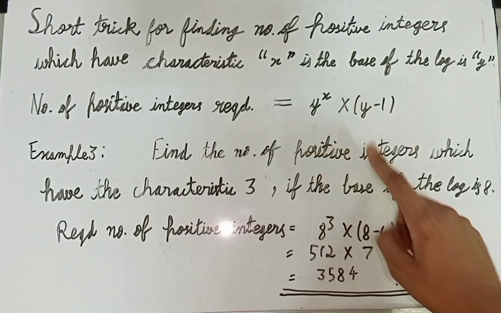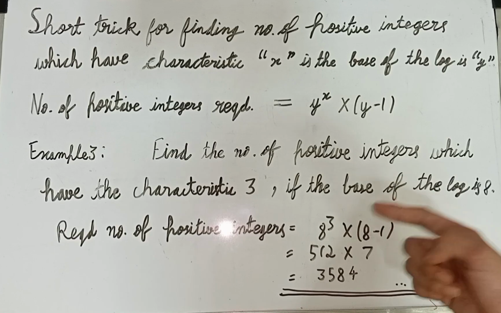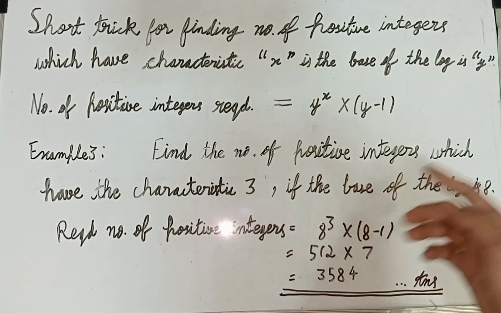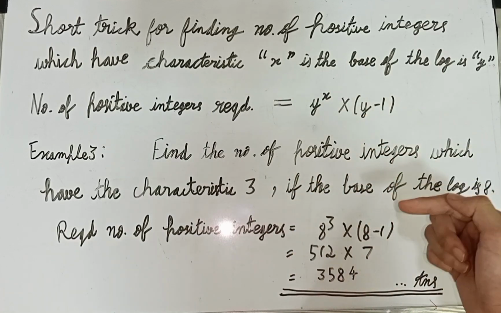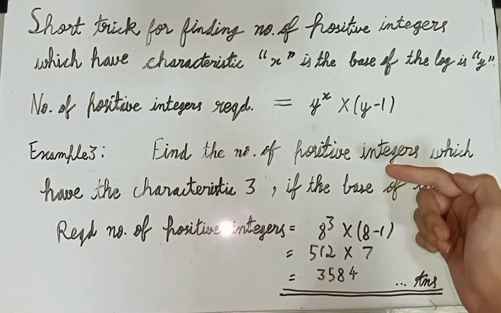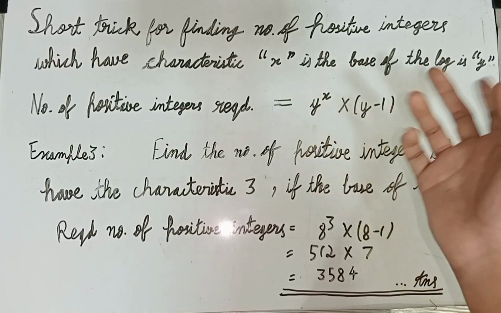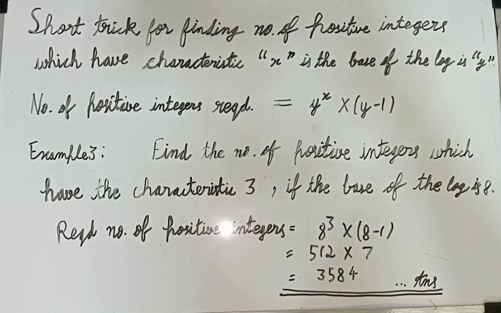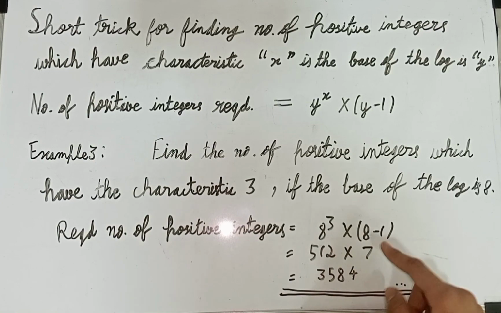with base 8, as from 4096 onwards we have the characteristic as 4. And similarly, if we look at the least number, we find that the least number is 512. So we have to subtract 511 from 4095, and the answer we get is 3584.